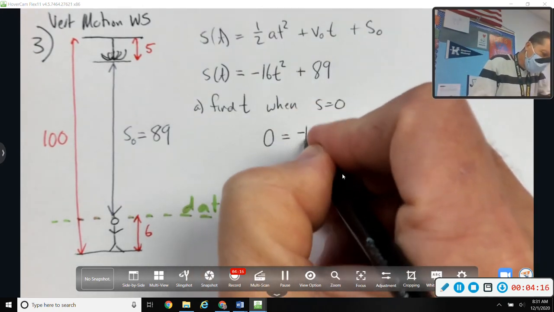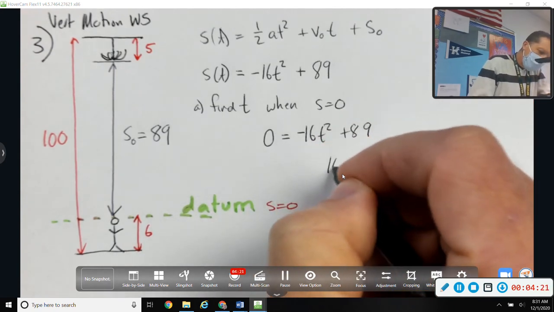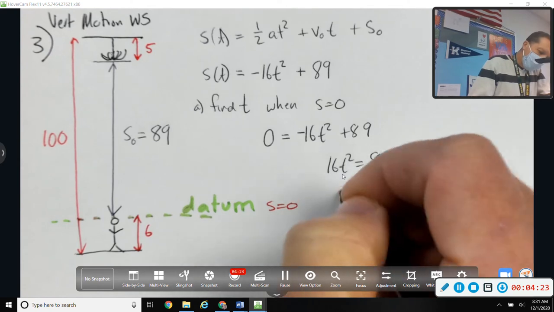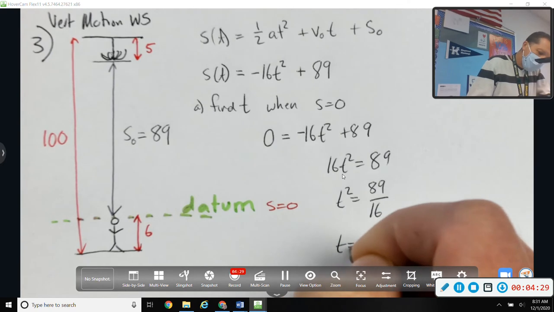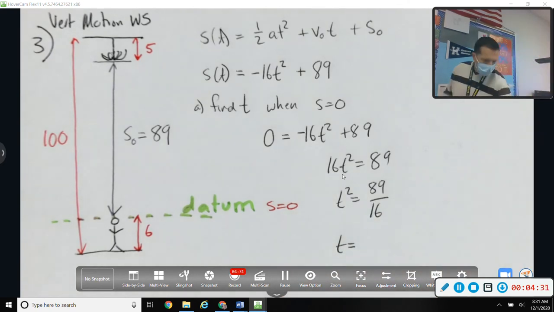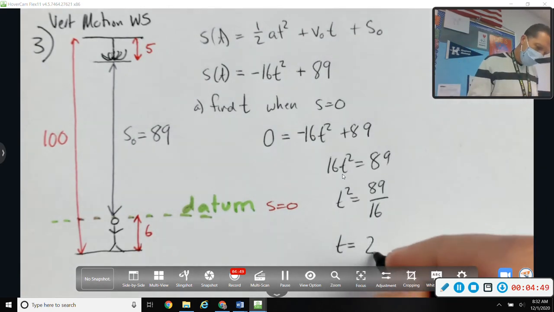So 0 equals negative 16 t squared plus 89. 16 t squared equals 89. Moving things around, t is the square root of 89 over 16. You could leave that as an exact answer, but we're trying to figure out how many seconds you have to get out of the way, so I want a decimal answer here. Again, the plus or minus, except the minus doesn't work, so we can stop worrying about that. 2.358 seconds.